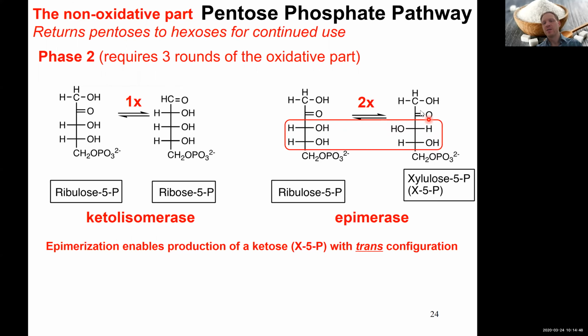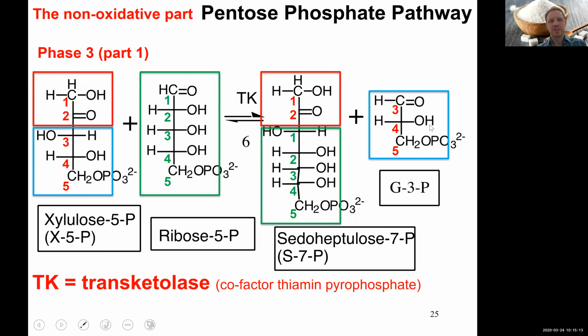What we're generating is xylulose 5-phosphate, and this is really important simply because the enzyme for the next step is specific to having the hydroxy group on this other side. For the importance of this, all you have to remember is that we're doing this switch of the position because of the specificity of the next enzyme. All right, that was phase 2.